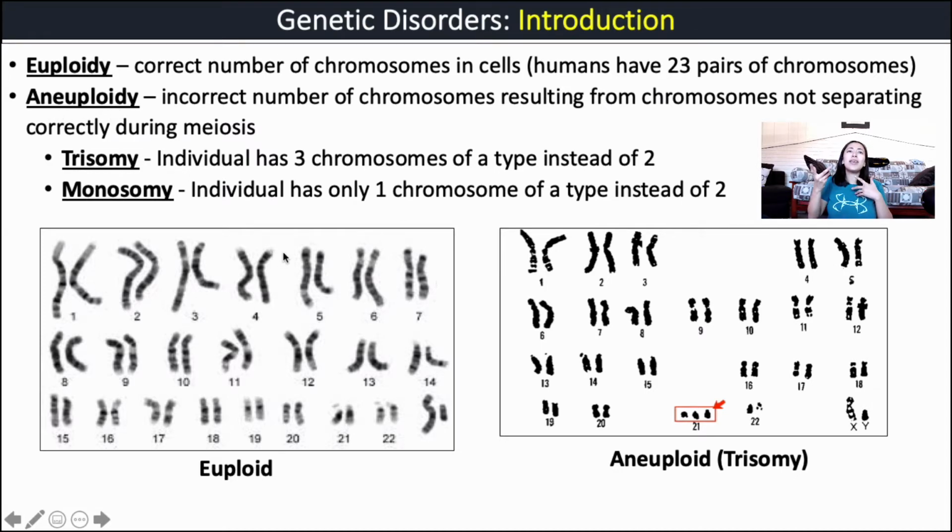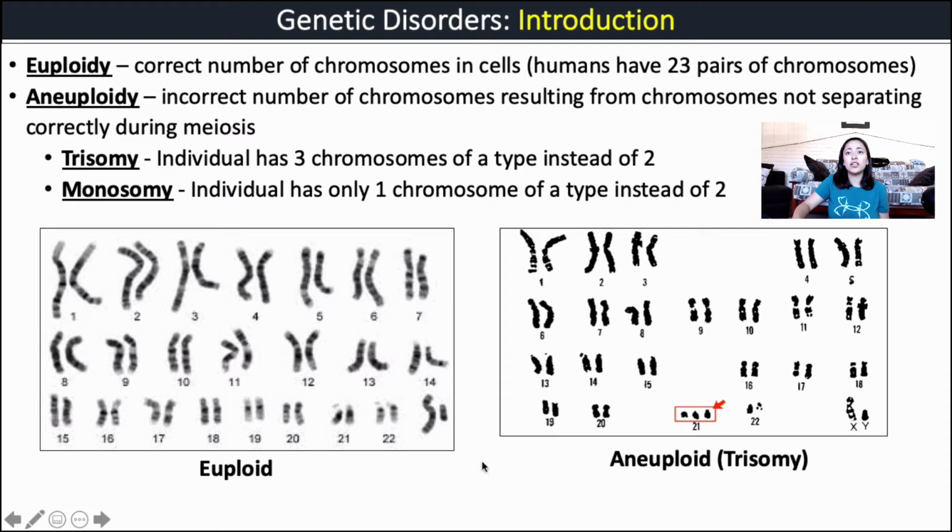There's two main types of aneuploidy. Trisomy is one condition, and this is when an individual has 3 chromosomes of a type instead of 2. And monosomy is when an individual has only 1 chromosome of a type instead of 2. So in a euploidy condition, you should have 23 pairs of chromosomes. So there's usually 2 chromosomes in each pair, right?